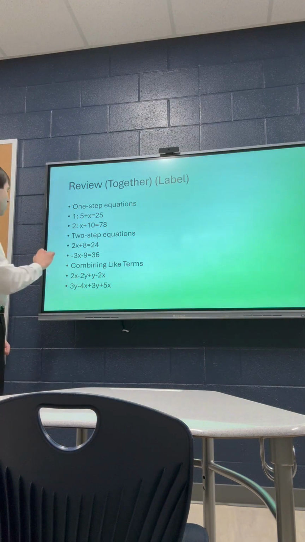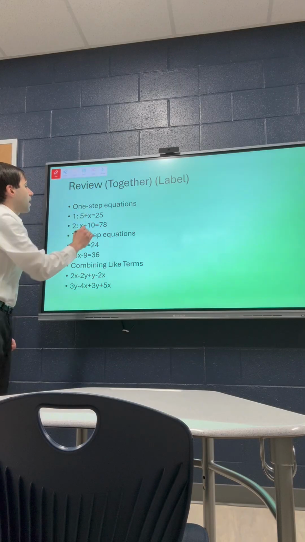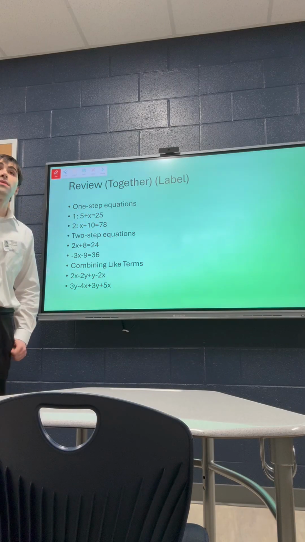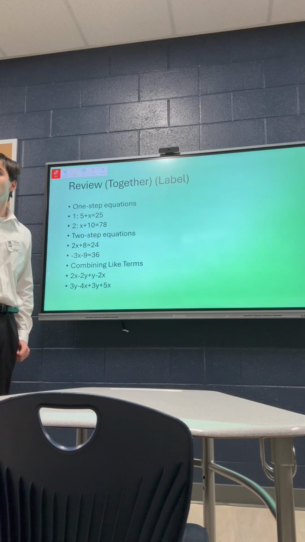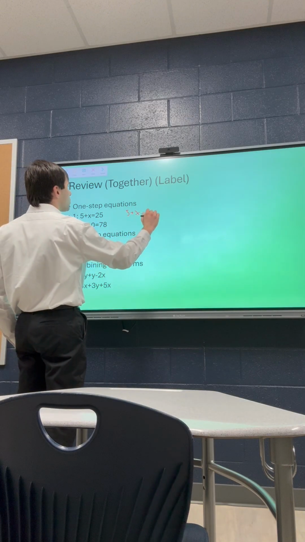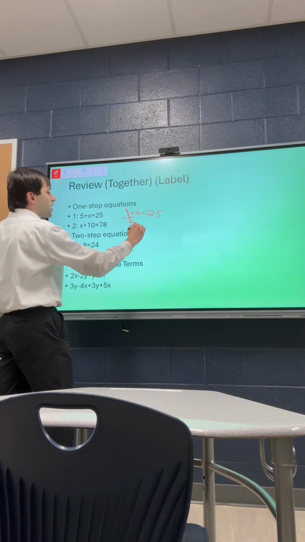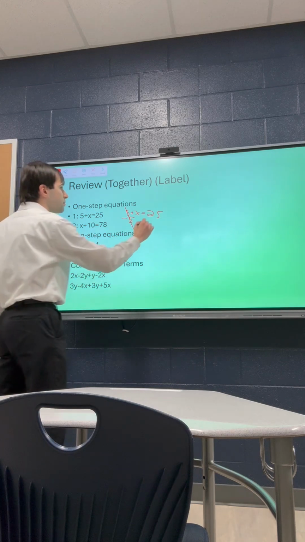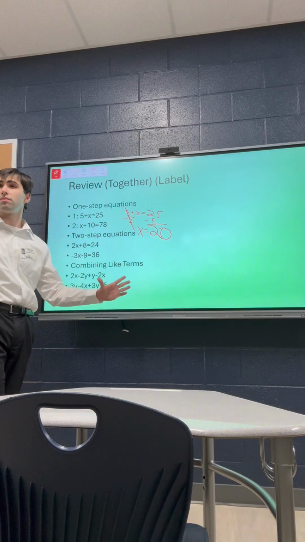Okay, so review from last time. Can anyone tell me how do we solve 5 plus x equals 25? What do we do first? How do we isolate the x? So if we have 5 plus x equals 25, remember we subtract 5 on both sides to get x alone. We get x equals 20, done.